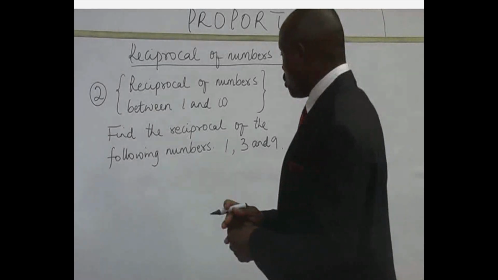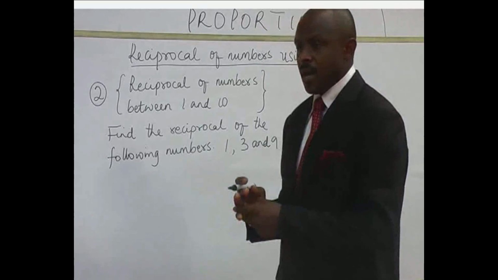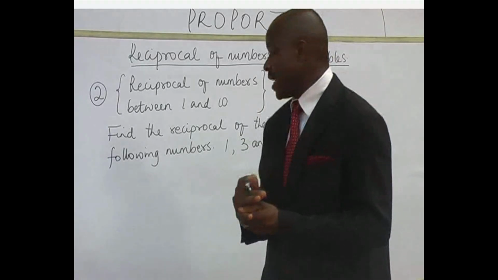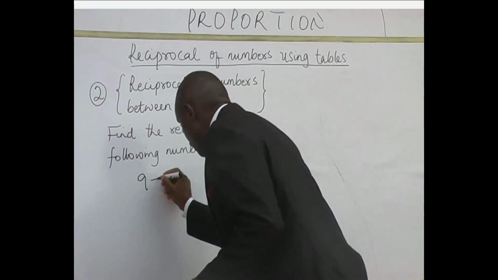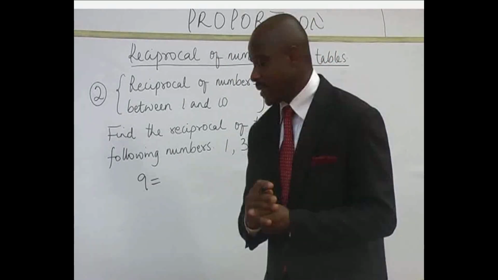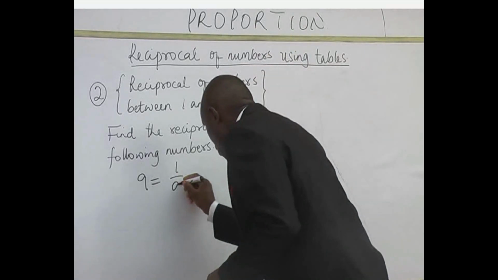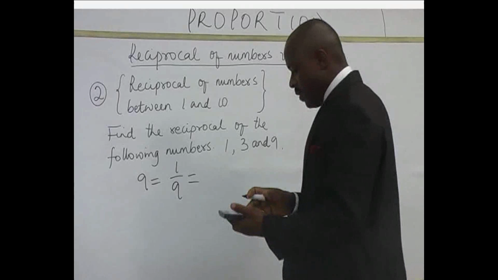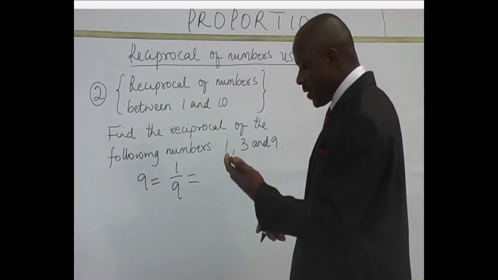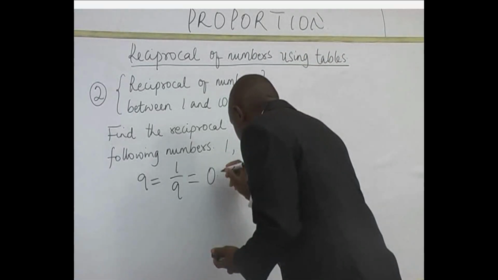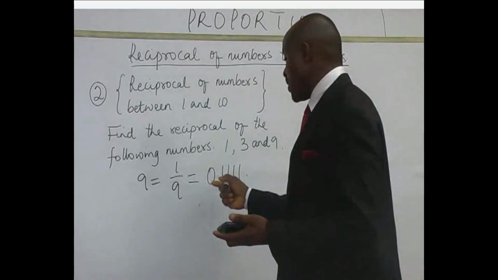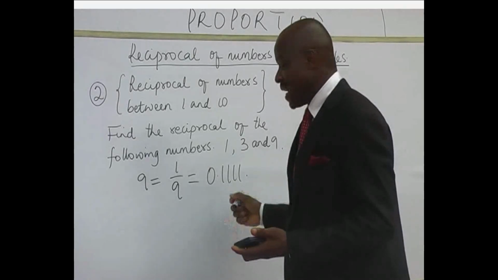The next number we are going to do, which will be the last we are doing, to explain how to find the reciprocal of numbers between 1 and 10 is 9. First of all, we are going to get the reciprocal of 9 from our calculator, and that means 1 divided by 9. If you divide 1 by 9 on your calculator, it's giving us 0.1111 recurring. So we are picking 4 decimal places.